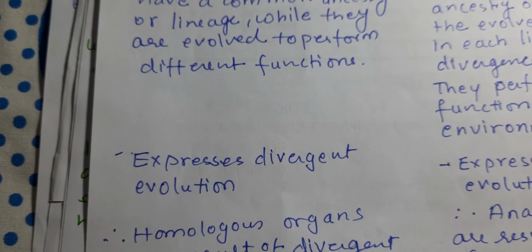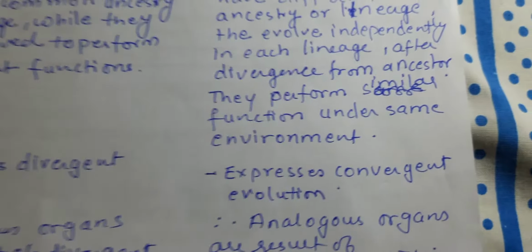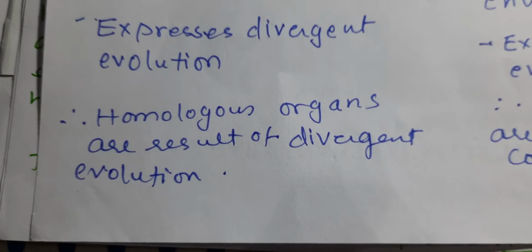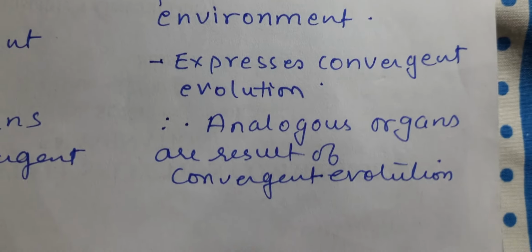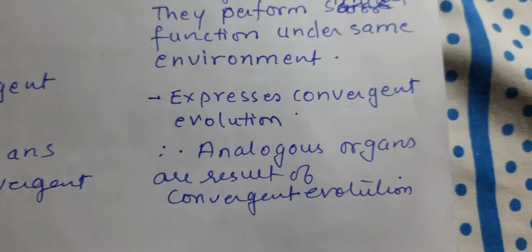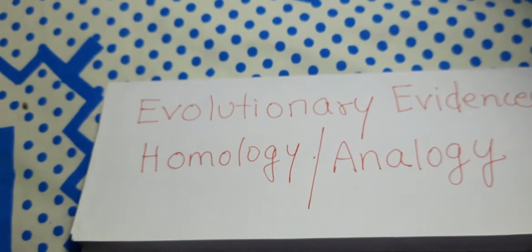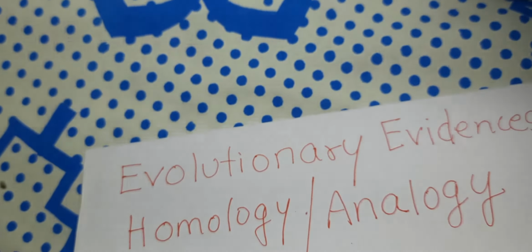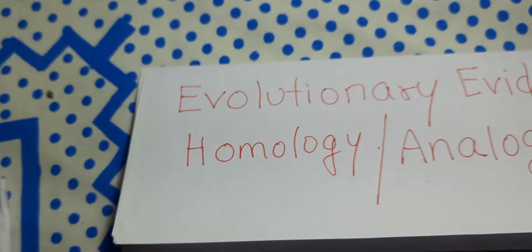The homologous organs express divergent evolution, whereas the analogous organs express convergent evolution. So the homologous organs are the result of divergent evolution, and the analogous organs are the result of convergent evolution. So this is the basic point of difference between the analogous and homologous. Now we'll be discussing certain examples and see how they are different.